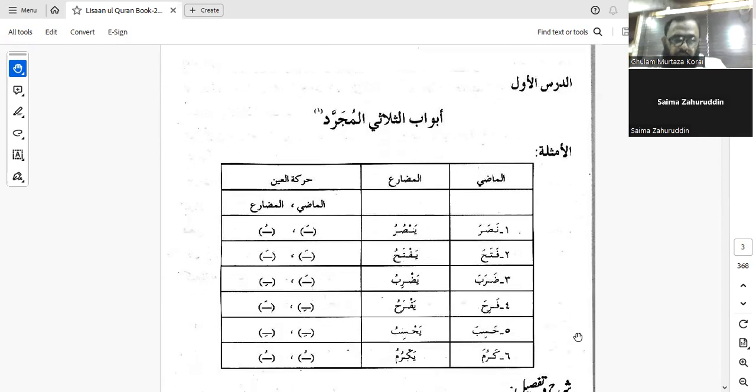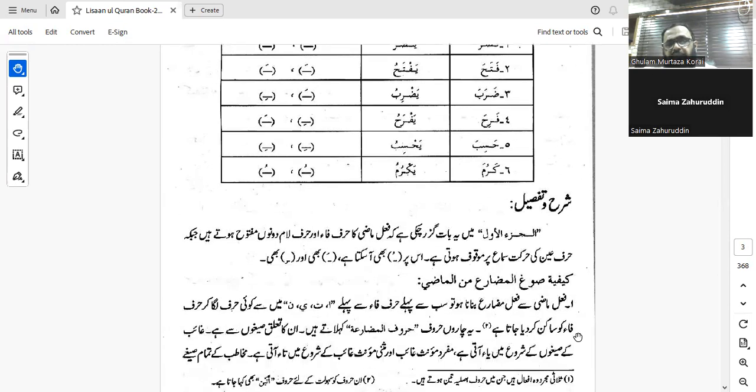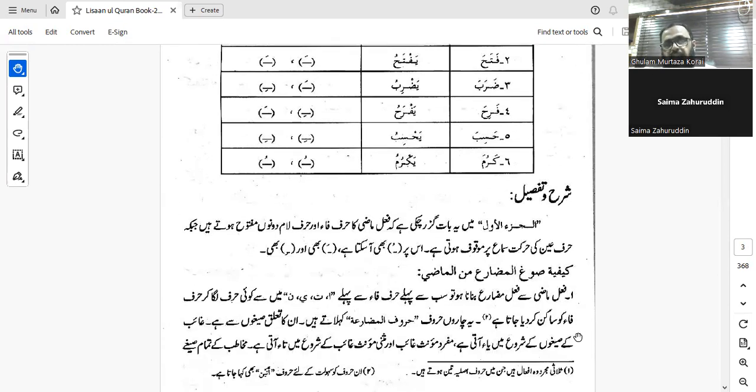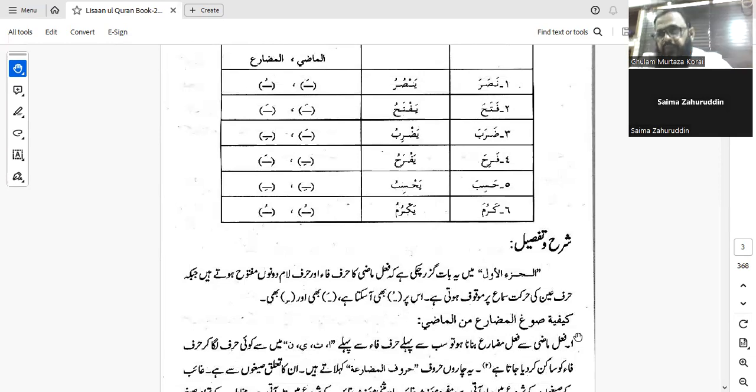Yes, sir. Okay, so Alhamdulillah, the first lesson, Darsul Awwal, we are going to learn about Abwab al-Thulathi al-Mujarrad. Now, before discussing that, we need to understand that we are now discussing fi'l, the word that expresses an action. We started with fi'lun, ismun, and harfun. And ism dominated our discussions, and also harf jar as well.